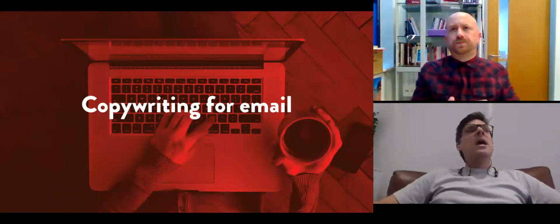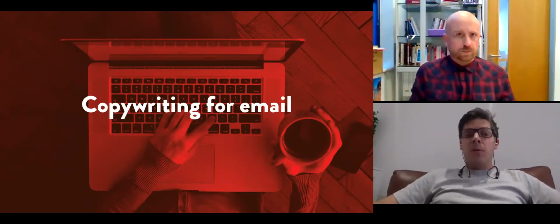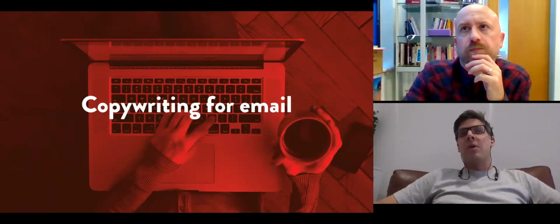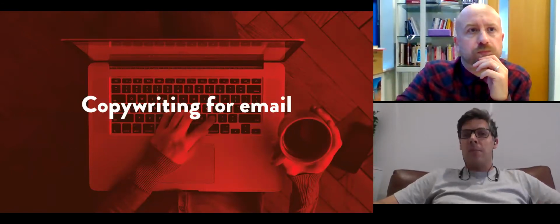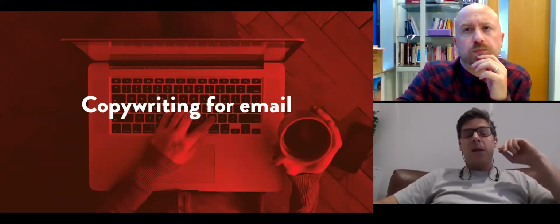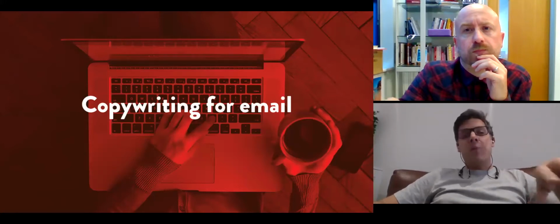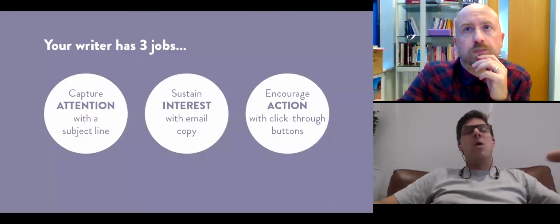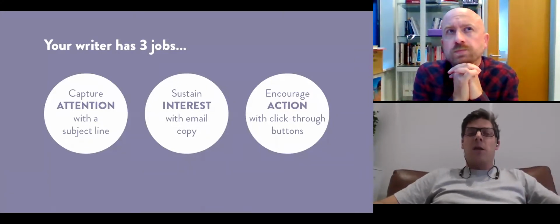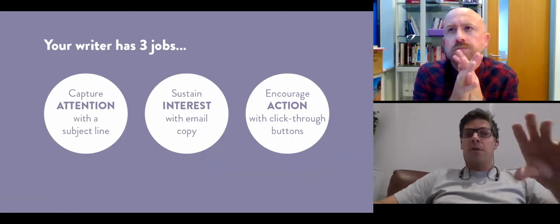Okay, so this is a pretty simple session, really. It's designed for anyone who's either tasked with writing emails, or if you have to approve email copy. It basically breaks it down into three sorts of areas. So when it comes to writing any form of email marketing, your writer's basically got three jobs. The first thing you've got to do is get your email noticed in the first place. So that's the role of the subject line.